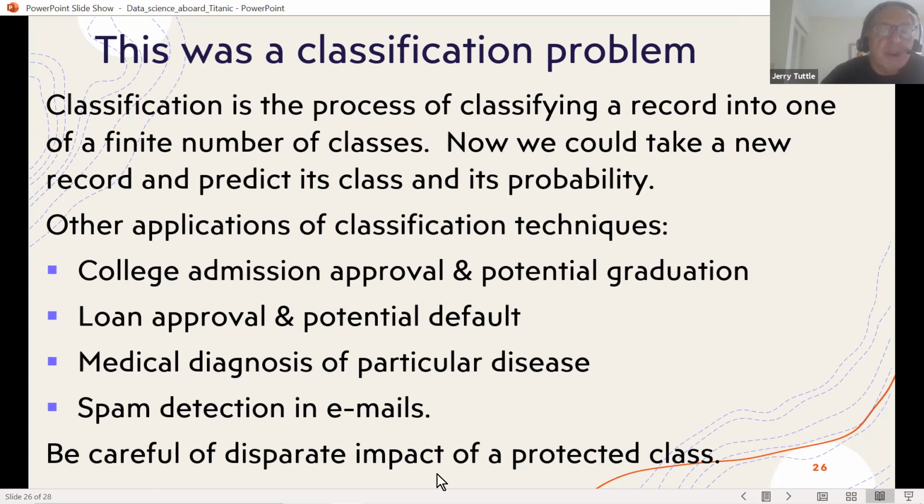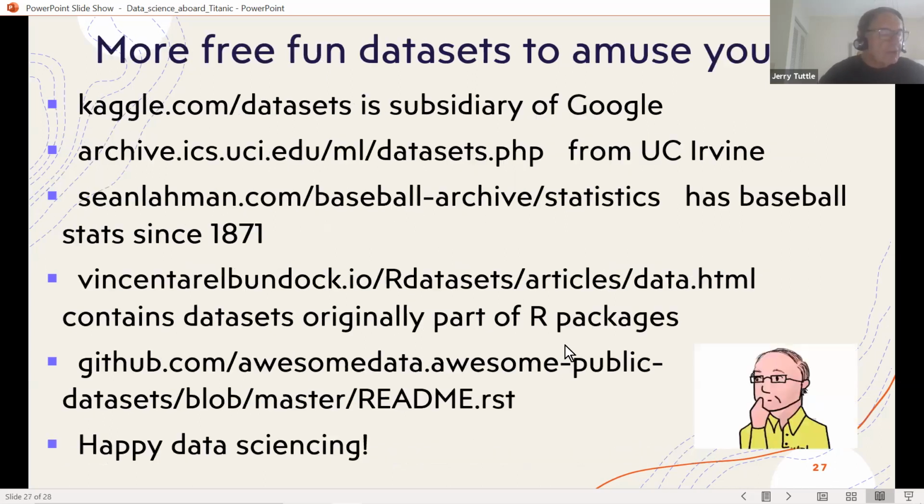I do suggest that you be careful of disparate impact of a protected class. And what does that mean? If you were doing a college admission type thing, you certainly wouldn't use certain kinds of variables. You certainly would not use race as an independent variable to predict admission or graduation. But nevertheless, you may end up having a disproportionate impact on race, not intentionally using race, but because races have a disparate impact of the variables you do use. So I just throw out, be careful of that.